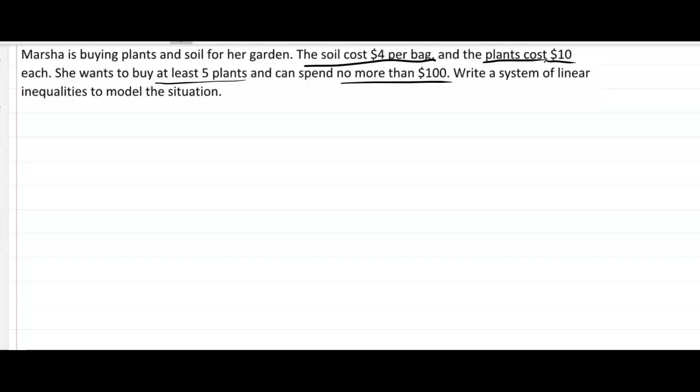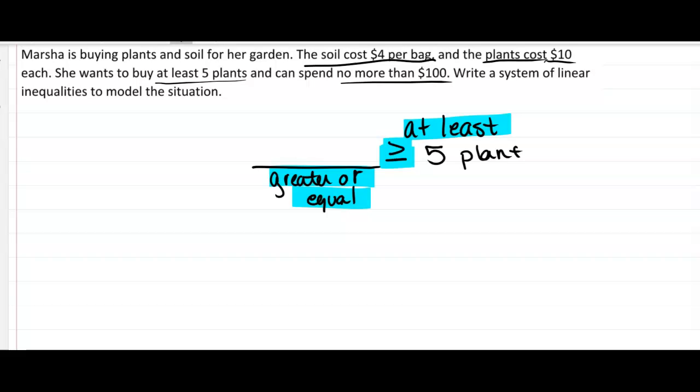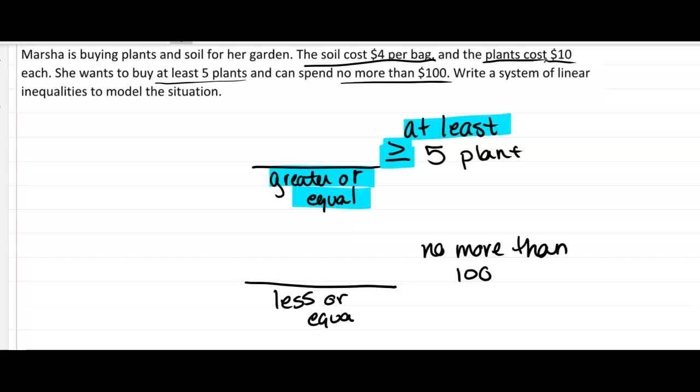So we've got two totals. We've got at least 5 plants, which means anything on this side has to be, because it's at least, that's the minimum. So this side needs to be greater or equal. My inequality would be this one. Then my next total is no more than $100. So no more than 100, which means this side over here, no more than means that's the maximum. So this side needs to be less than or equal.